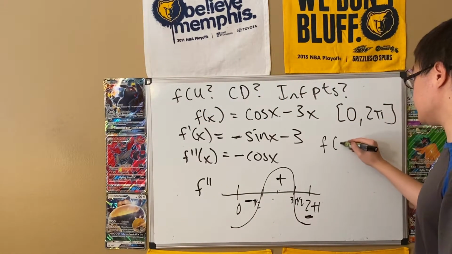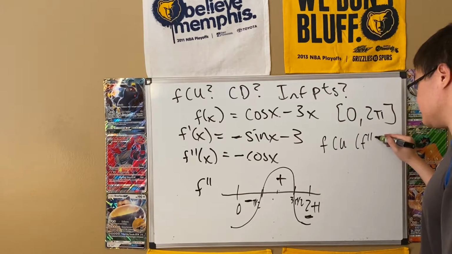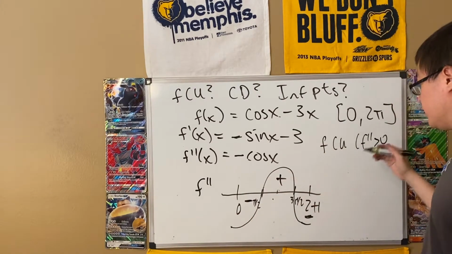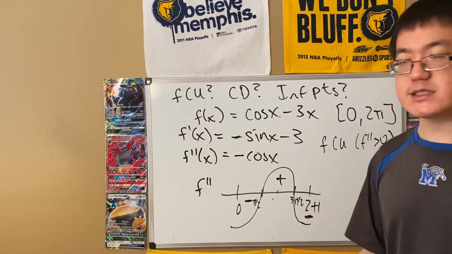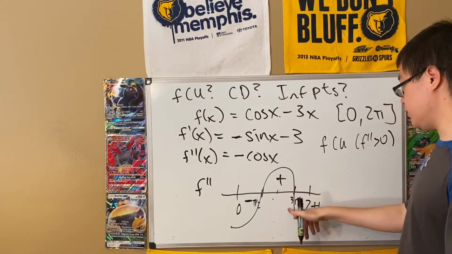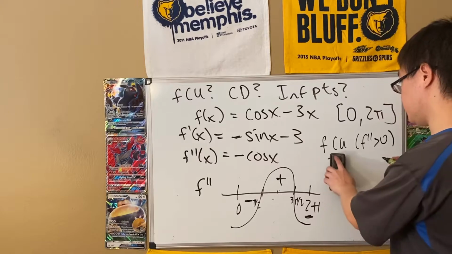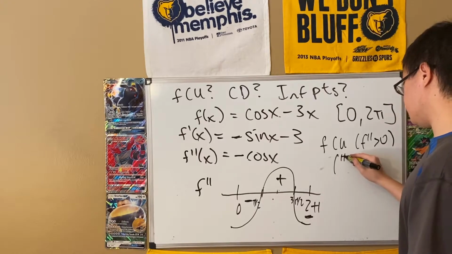So where's f concave up? That's where f double prime is positive. Not focusing on this squiggly line, I'm only focusing on the positives and the negatives. So it's from pi over 2 to 3 pi over 2. We'll write that with parentheses like normal.